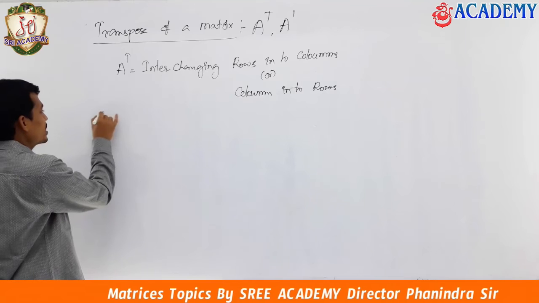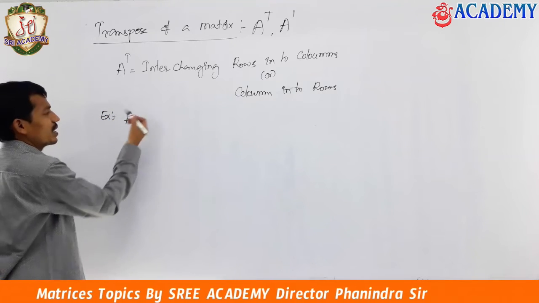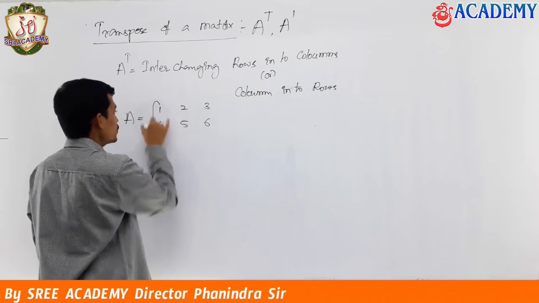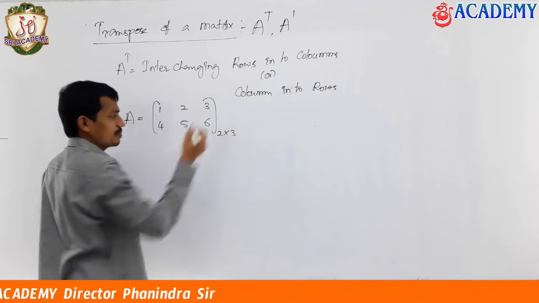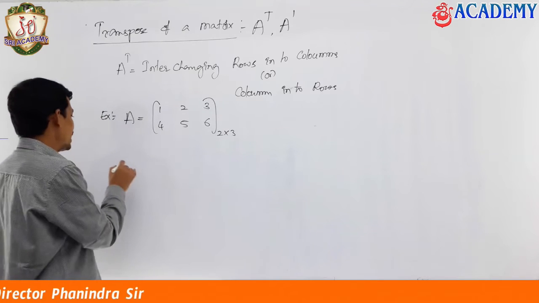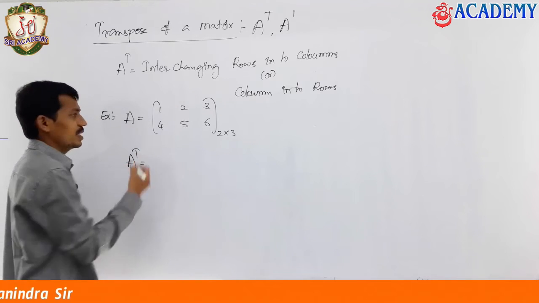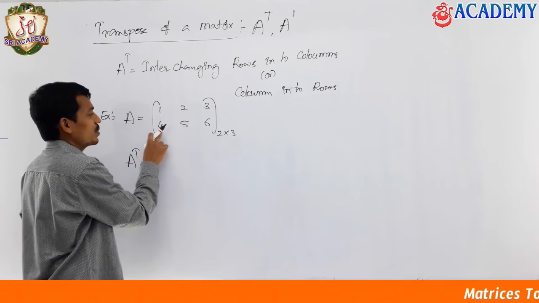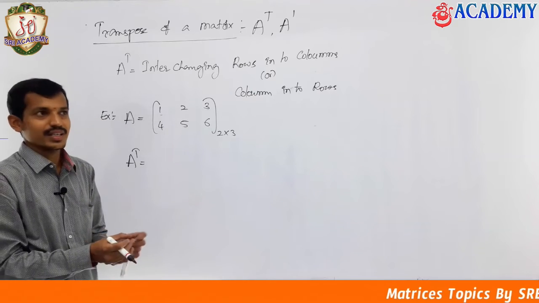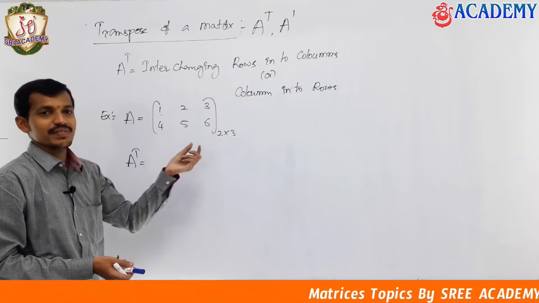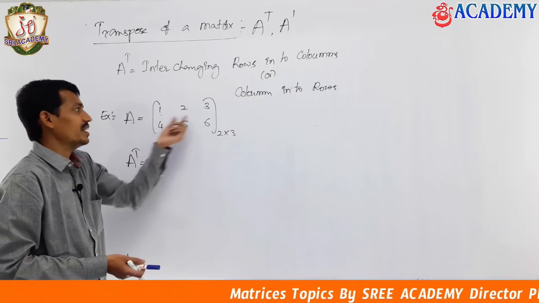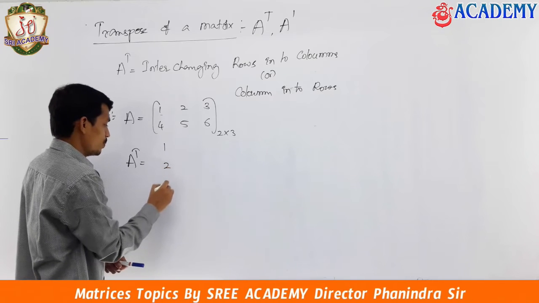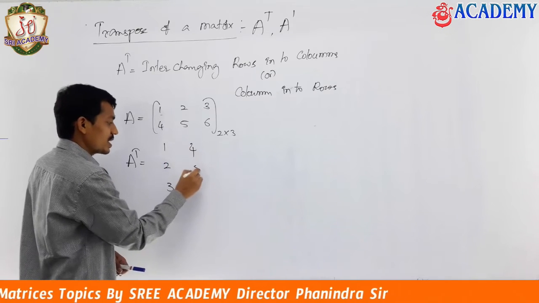For suppose, I am taking an example. I am writing one matrix of order 2 by 3. Here I am writing A transpose of the matrix. Here the first row is 1 2 3, the second row is 4 5 6. Whenever transpose is asked, I will just write rows as columns. The first row becomes the first column, 1 2 3. The second row becomes the second column.